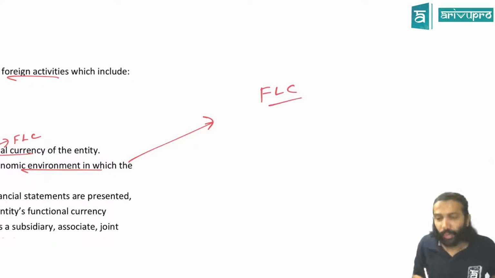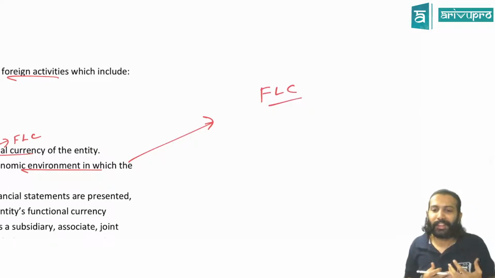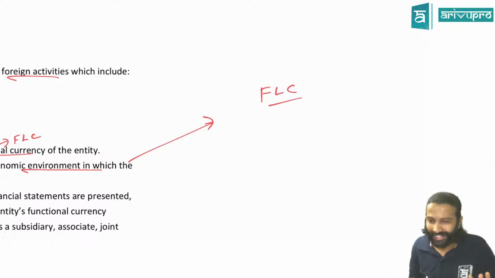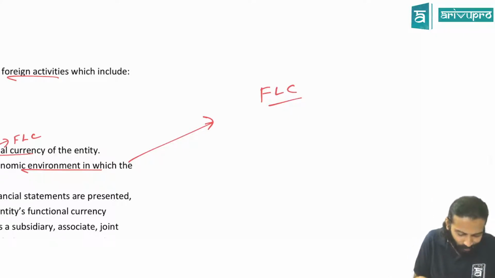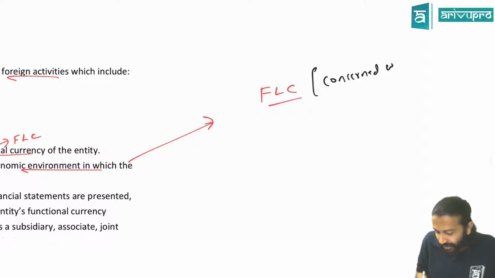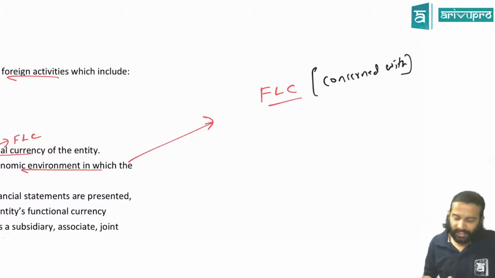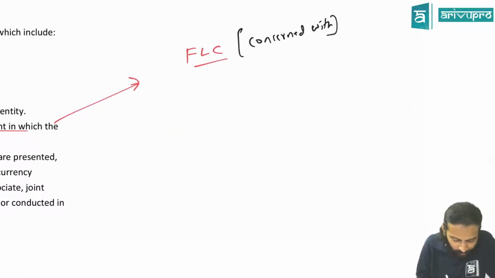We're looking at FLC. What did I say? In simple terms, it's a currency we are concerned about. Correct? Now that's our pet name. Don't write this in the exam. So which currency we are concerned about? That currency is functional currency. Okay, let me give you a small example for that.